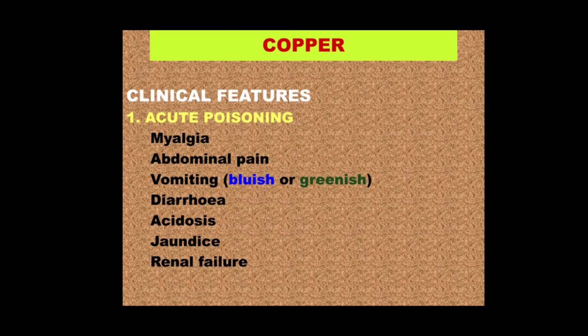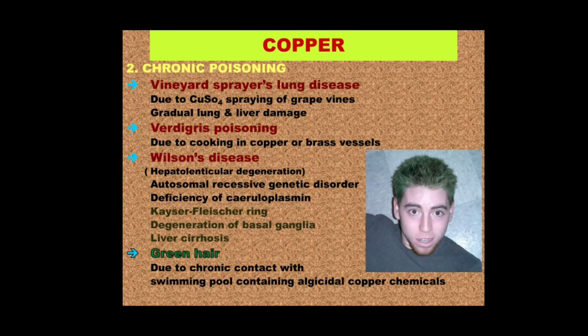Chronic poisoning can also cause problems, like all heavy metals. You have a number of conditions that can result from chronic exposure to copper, like for instance vineyard sprayer's lung disease. This is a condition seen in people who are engaged in the spraying of grape vines with copper sulfate.